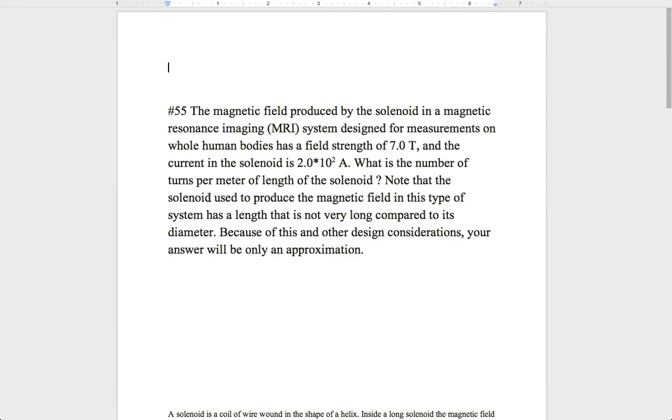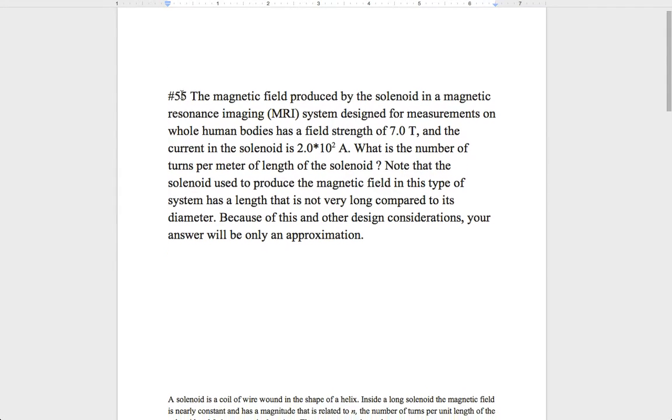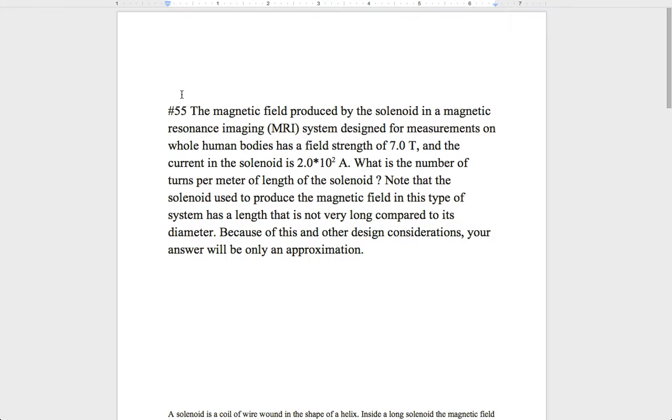Okay, so today we're going to work on number 55 from chapter 21. The problem reads: the magnetic field produced by the solenoid in a magnetic resonance imaging system, or MRI, designed for measurements on human bodies has a field strength of 7 Tesla. And the current that runs in the solenoid is 2 times 10 squared amperes. The question is, what is the number of turns per meter of length of the solenoid?